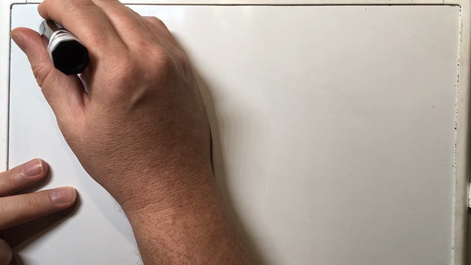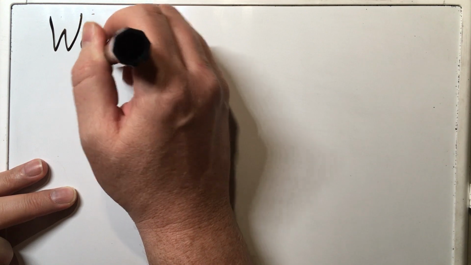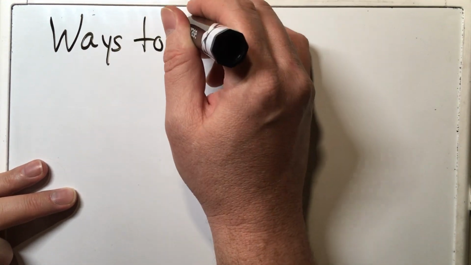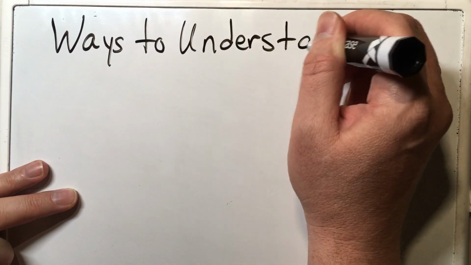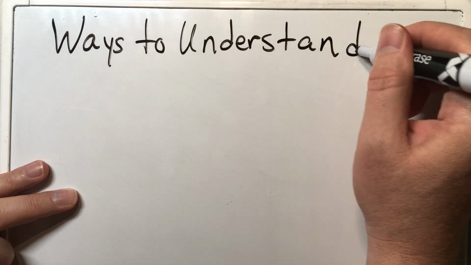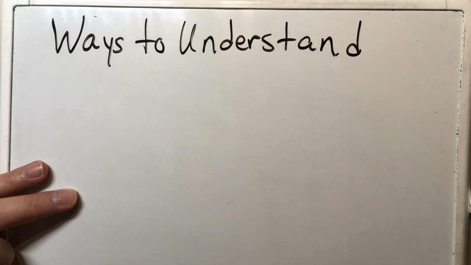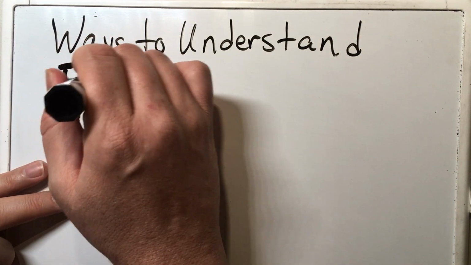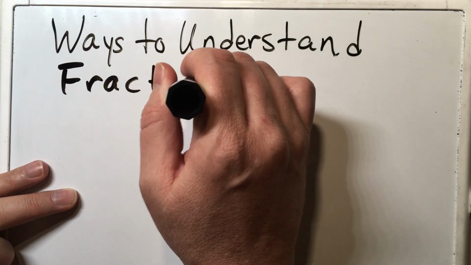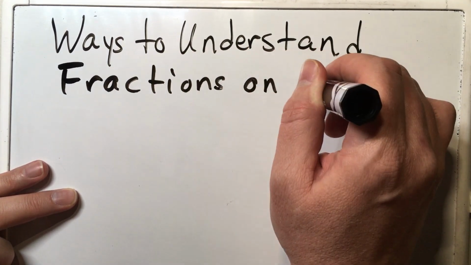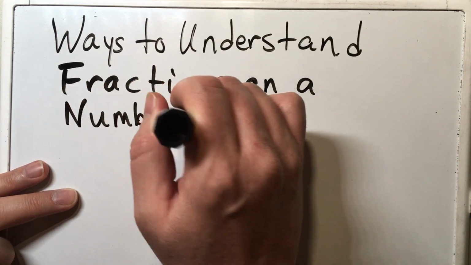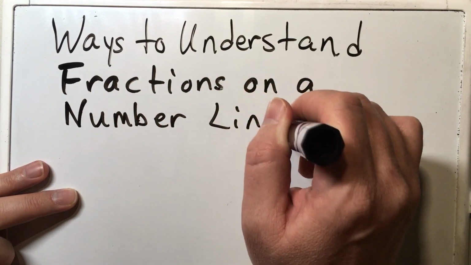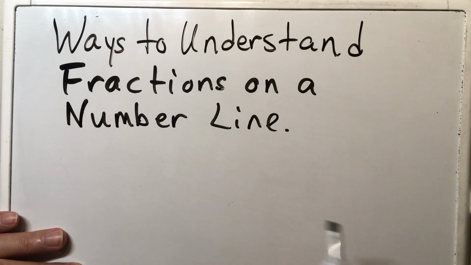Okay, we're going to take a look at ways to understand fractions on a number line. There's many different ways to understand fractions. Using a number line is actually a pretty good way to do so. Okay, in order to do this, what we're going to do is partition jumps on the number line, okay?